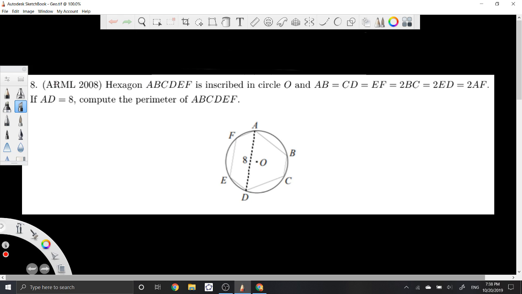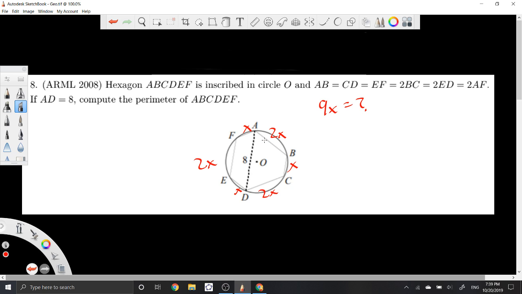So this first problem is from ARML. It says hexagon ABCDEF is inscribed in circle O with AB equals CD equals EF, which is double each of BC, ED, and AF. So here it's kind of alternating, say a length X and then length 2X, X and then 2X, X and then 2X. So just alternating. And then if we have AD equals 8, we want to compute the perimeter. So if we add it all up, we get 9X. That's what we want.